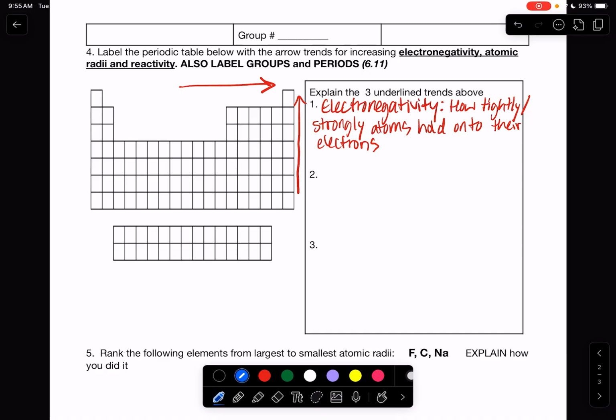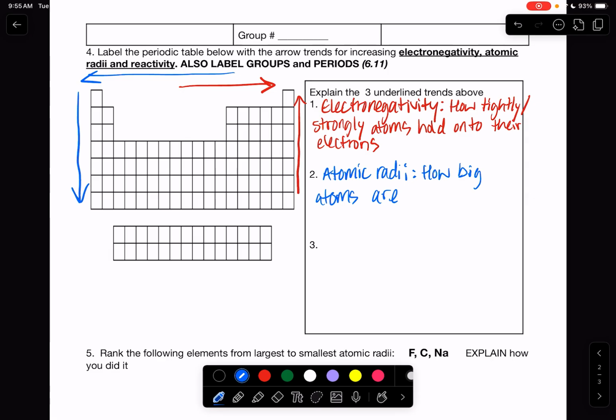All right, let's do the next one, which is atomic radii or atomic radius, which is how big atoms are. And this is increasing to the left side of the periodic table, and it's also increasing going down a group.